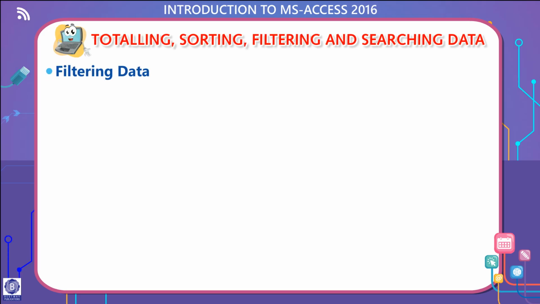Step 4. To undo the sorting, go to Home tab. In the Sort and Filter group, select Remove Sorting. Filtering data. To filter the data, follow these steps.